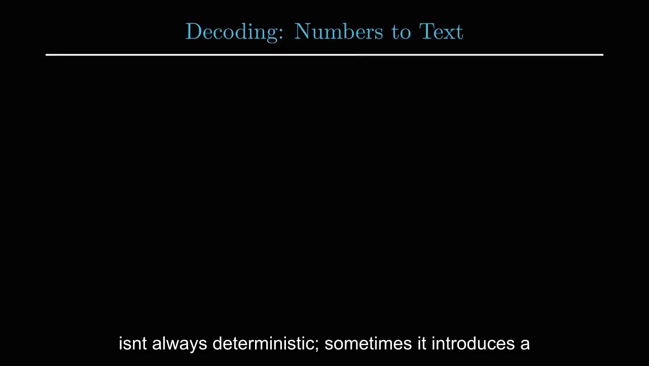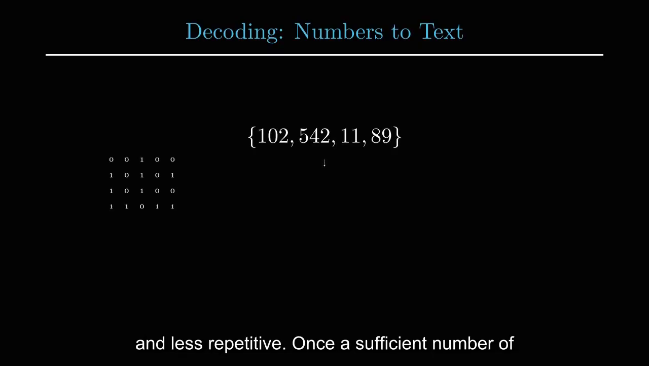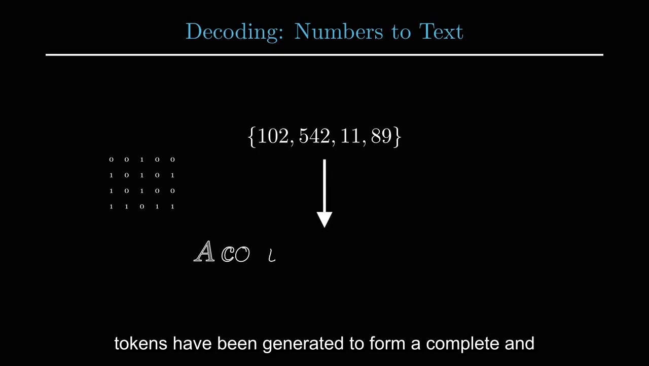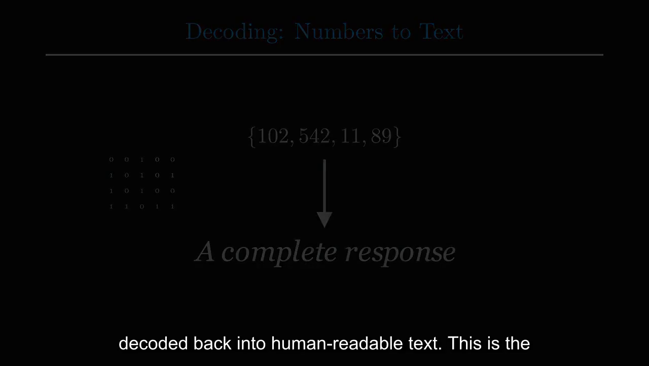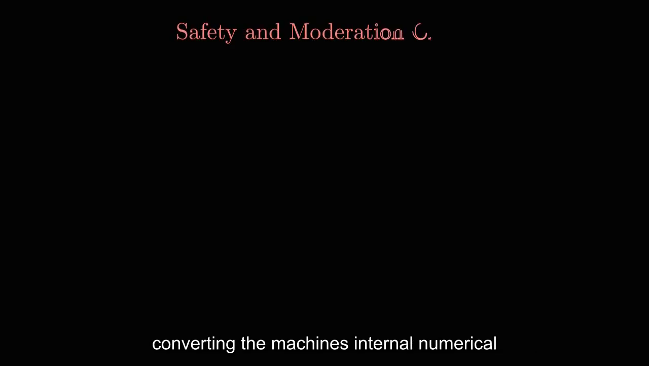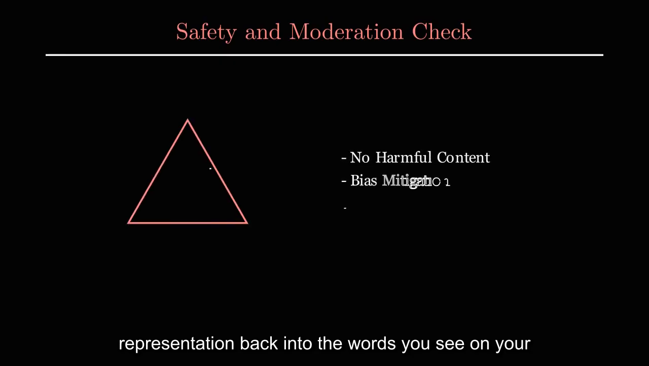This sampling isn't always deterministic. Sometimes it introduces a touch of randomness to make responses more varied and less repetitive. Once a sufficient number of tokens have been generated to form a complete and coherent thought, the numerical tokens are then decoded back into human-readable text. This is the reverse of the tokenization and embedding process, converting the machine's internal numerical representation back into the words you see on your screen.